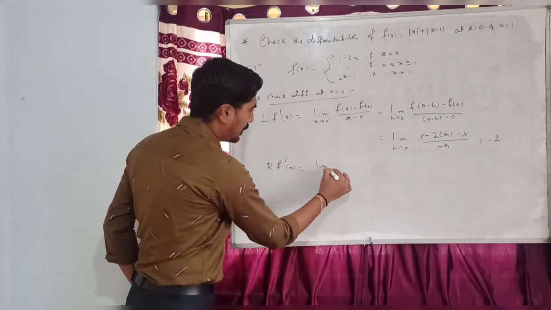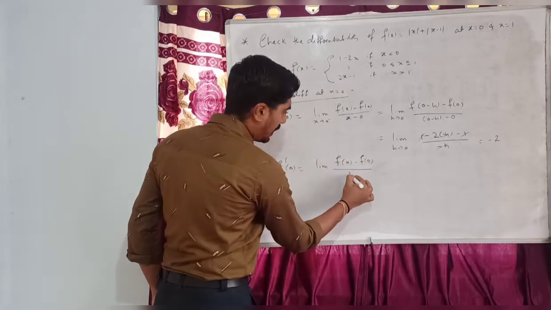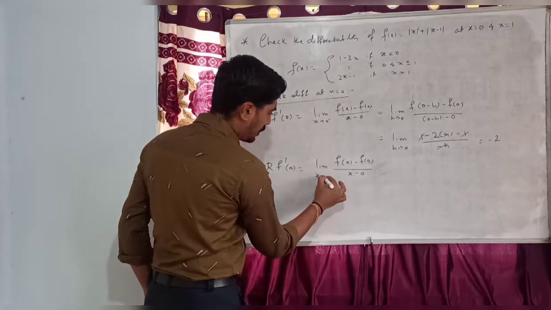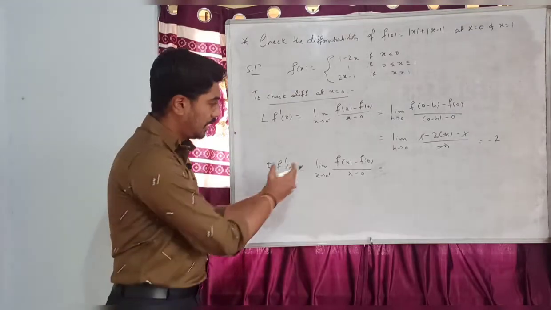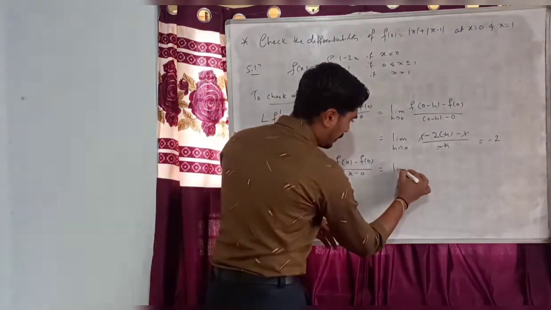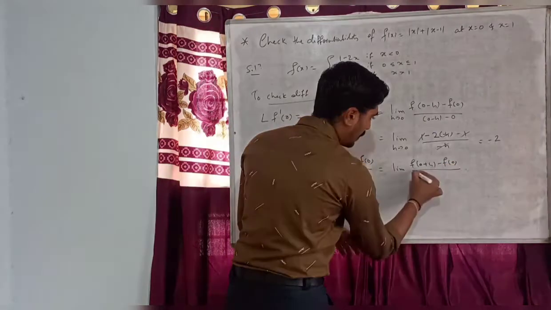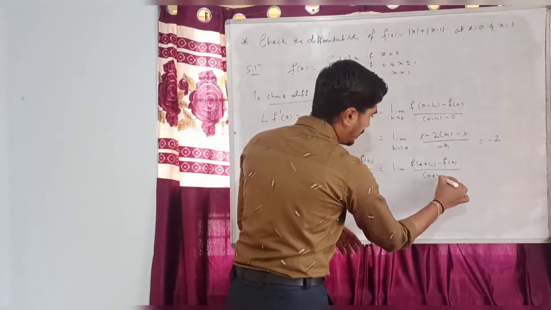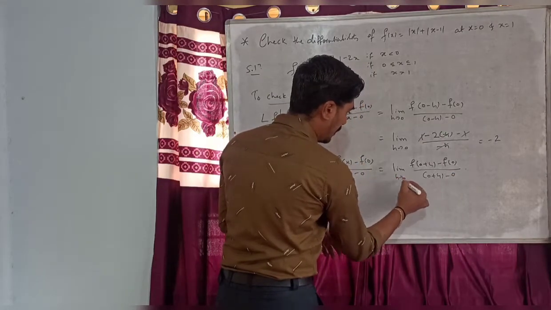This is defined as limit of f of x minus f of 0 whole divided by x minus 0 as x tends to 0 plus. Again I substitute x equal to 0 plus h. This will be equal to f of 0 plus h minus f of 0 whole divided by 0 plus h minus 0 as h tends to 0.